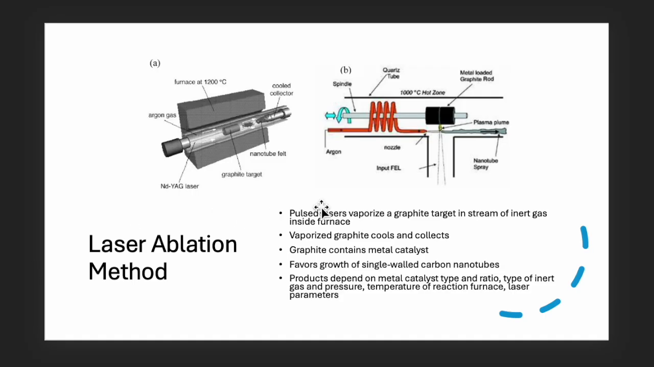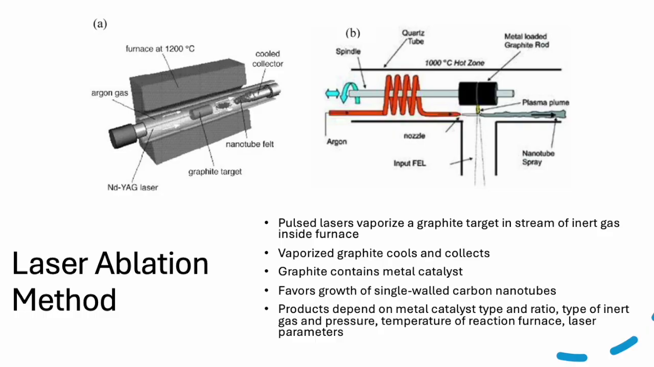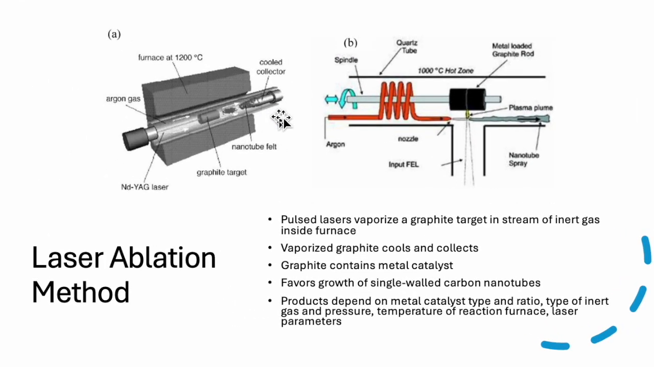So the next method is going to be the laser ablation method, where lasers are pulsed against a graphite interface, and it's kind of etched off and vaporized in layers. And this also vaporizes carbon atoms, which then form into nanotubes and cool and settle on a collector here. This method favors the growth of single-walled carbon nanotubes, and the graphite must contain a metal catalyst for this to work. And the product you get from this is going to depend on the catalyst type, its ratio to the graphite, type of inert gas, and the temperature of the reaction furnace.